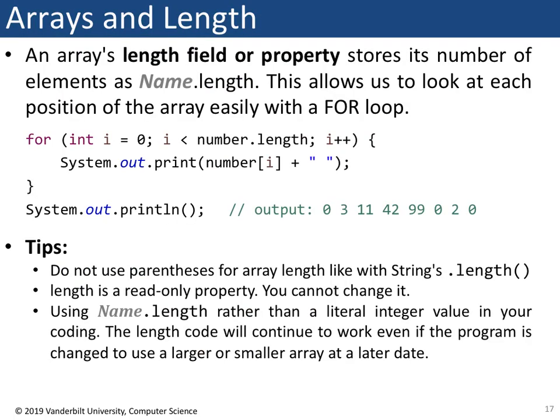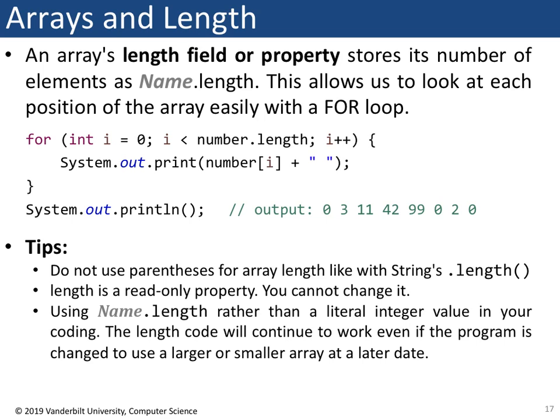We mentioned that since arrays are objects, then there are methods built into the object. There are also properties or fields built into the object. So each of the elements in the array stores data, but there's also other data stored about the array in the array object. One of these fields is a length field.